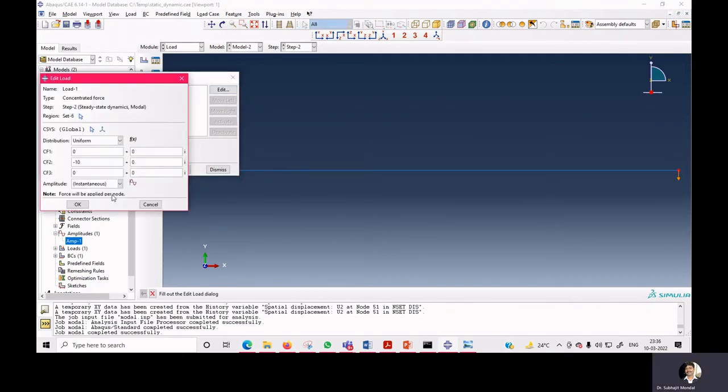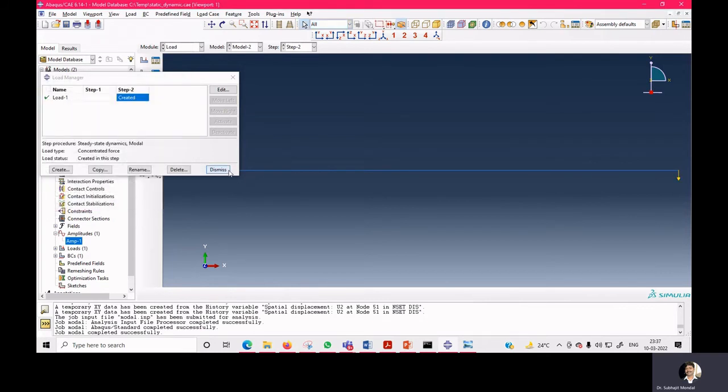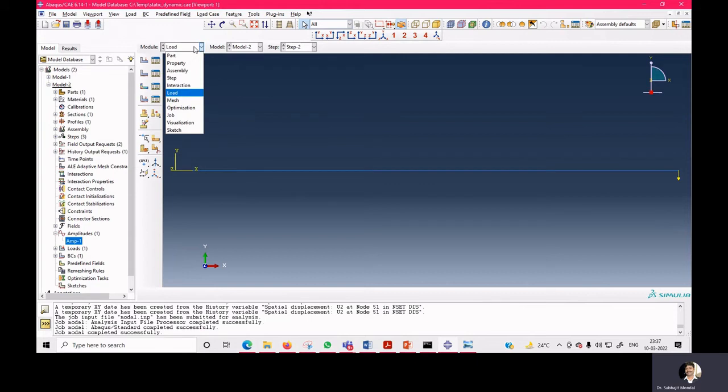So here we have selected the load is real in nature. There is no complex part in the loading, and the amplitude of the loading is instantaneous. So here what we are going to do, we are going to analyze it now.